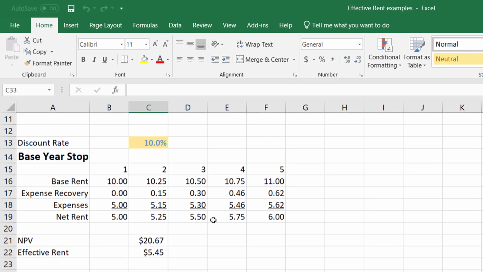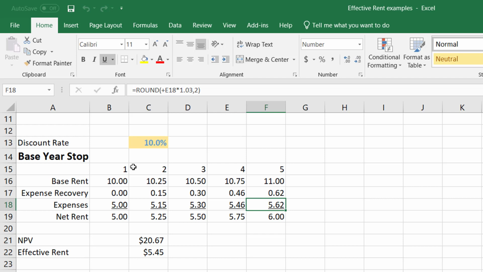Now let's look at a base year stop. Again, this has a quarter per square foot per year increase. So we're starting off at $10 a square foot here, and we're growing that by 25 cents a year. Ooh, I didn't put a formula in there, but you can see that it's growing by 25 cents a square foot. Next thing, the expenses are happening just like they did in the previous example, where it starts off at $5 and it's growing by 3% per year. So it starts off at $5 and it's growing over time.